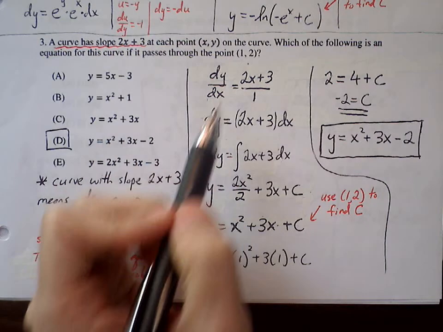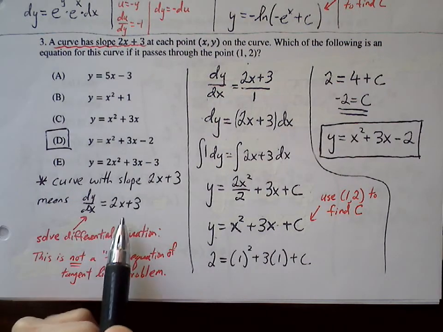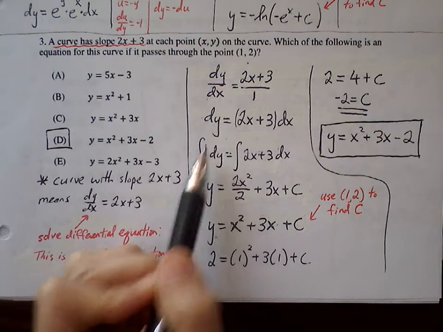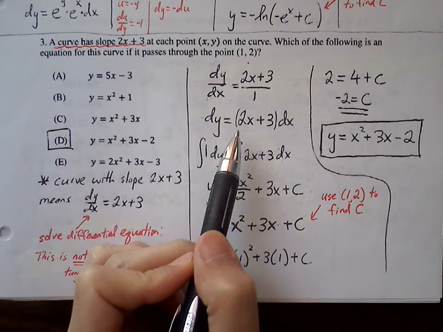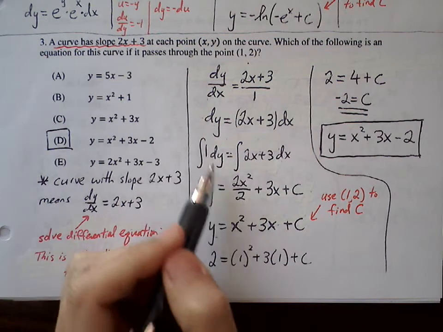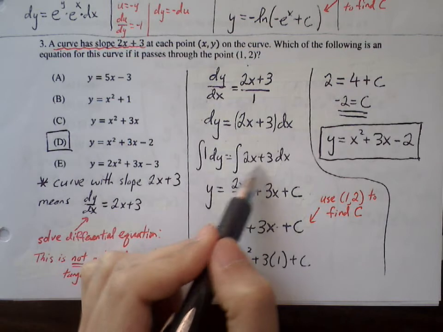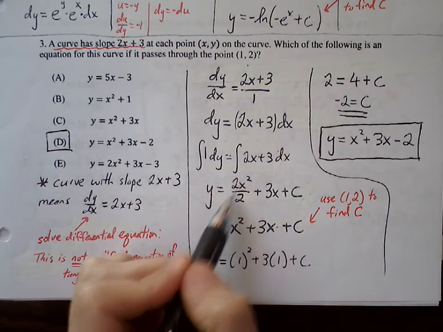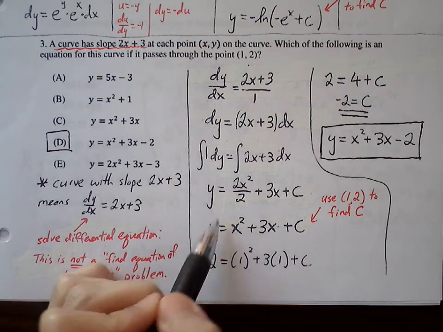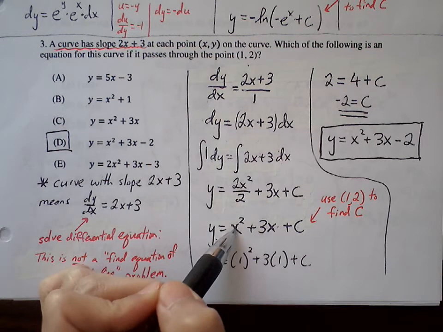So I'm going to get this to be separation of variables. I'm going to go through separation of variables. So dy dx equals 2x plus 3 over 1. Cross multiply, get 1 dy is equal to 2x plus 3 dx. Anti-differentiate both sides. 1 becomes y. Power rule on the right side. 2x becomes 2x squared over 2. 3 becomes 3x plus c shows up. Clean this up. We get the 2's to cancel out.